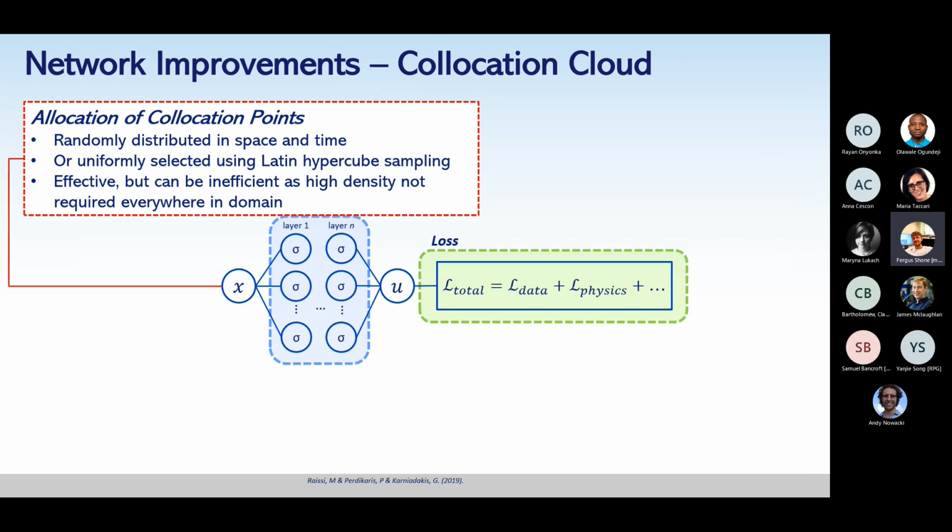Okay, so the next issue is the distribution of the physics points, or the collocation points. In the original paper, these are either randomly distributed in space and time, or uniformly selected using Latin hypercube sampling. I don't think there's too much wrong with this. The only issue is that it can be inefficient if you are using a very high density, particularly in regions where this high density isn't really required, for instance where you have low solution gradients. So there are more efficient ways of doing this.